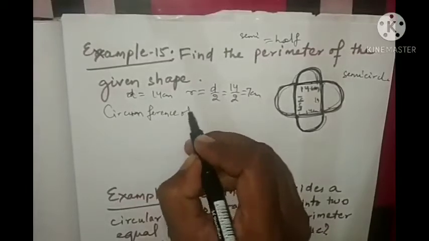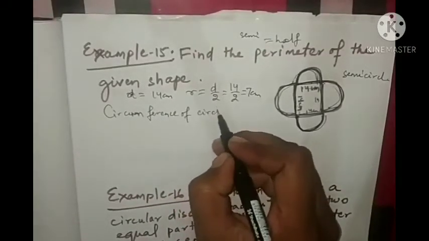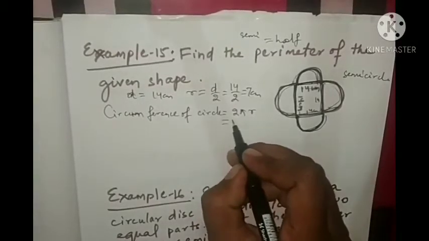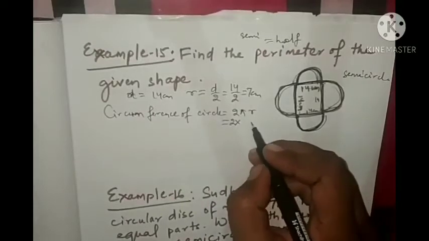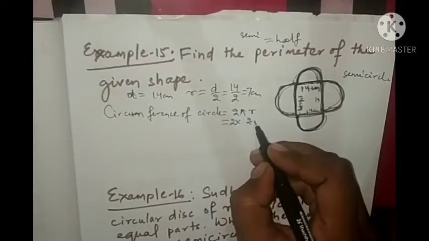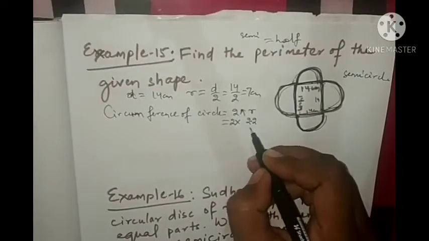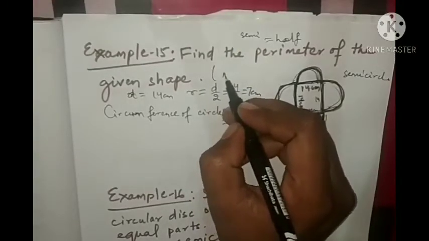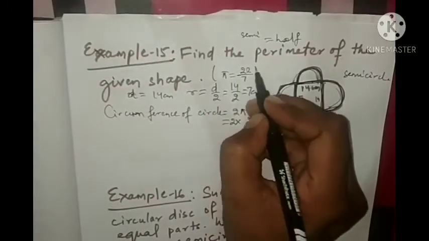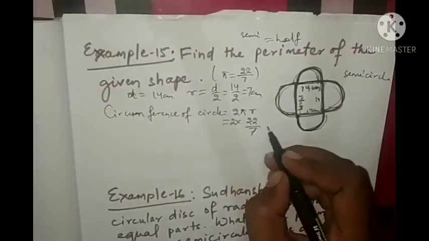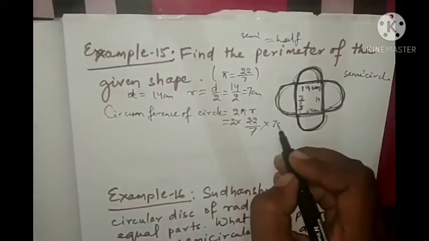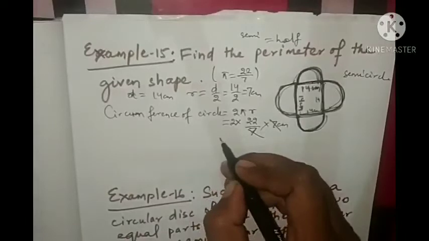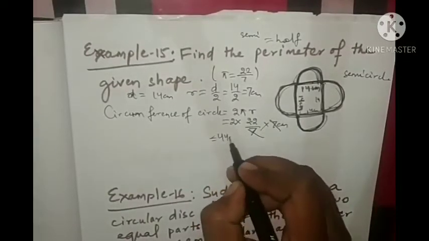Circumference of circle equal to how much? 2 pi r equal to 2 into 22 by 7. Here it is given, take pi equal to 22 by 7. So we'll take pi equal to 22 by 7 into r equal to how much? 7 centimeter. So look here, 7 is cut. What have we got? Perimeter of circle equal to 44 centimeter.